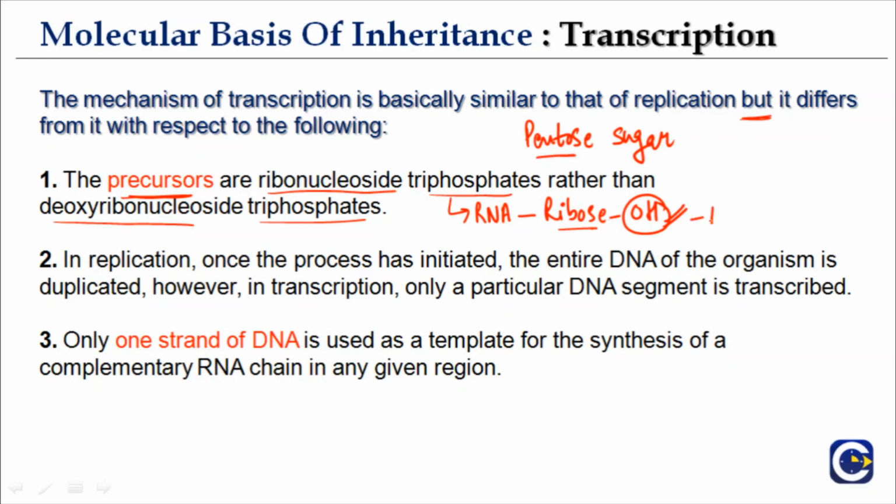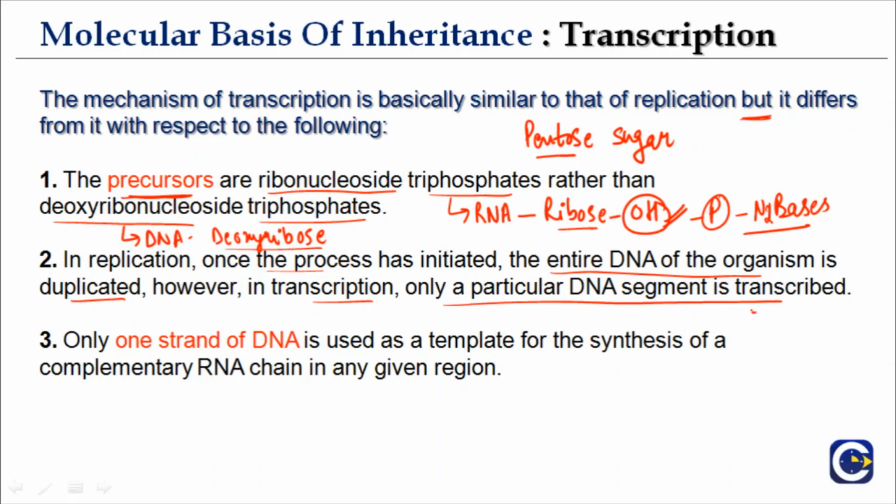That consists of ribose, a phosphate group, and nitrogenous bases. So this is the composition of ribonucleoside triphosphate rather than deoxyribonucleoside triphosphate. The only difference is that the sugar in DNA is deoxyribose. In replication, once the process has initiated, the entire DNA of the organism is duplicated. However, in transcription, only a particular DNA segment is transcribed.